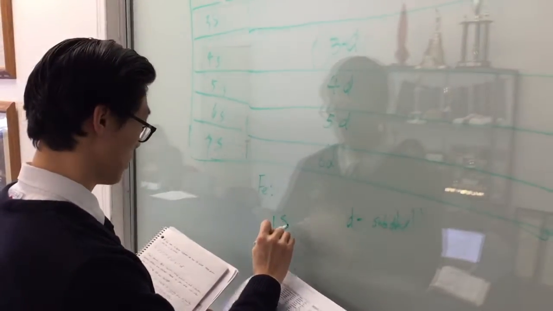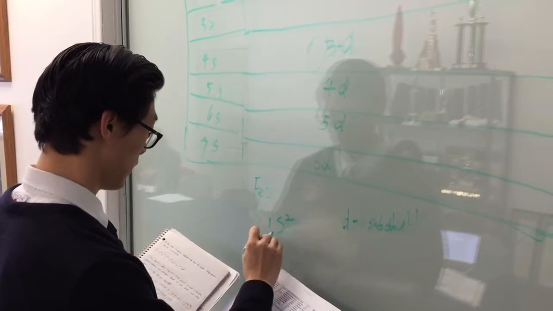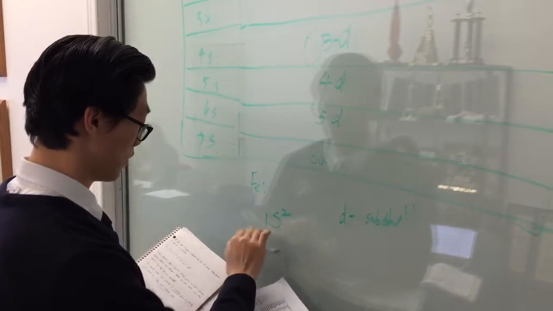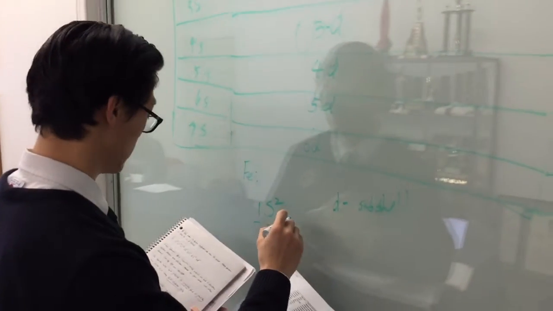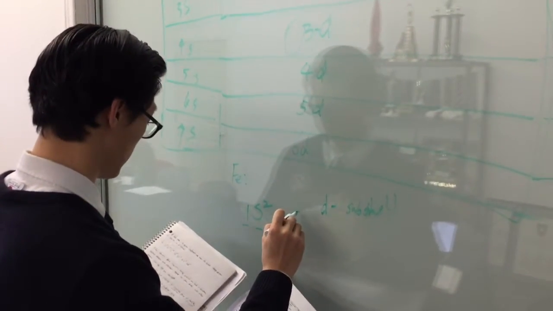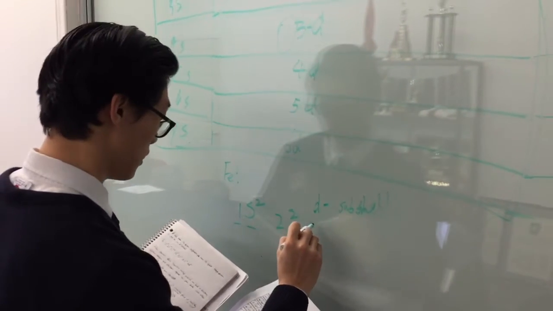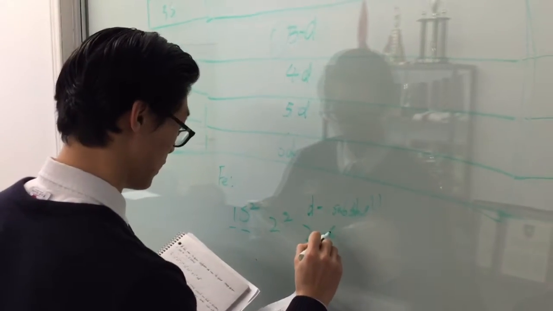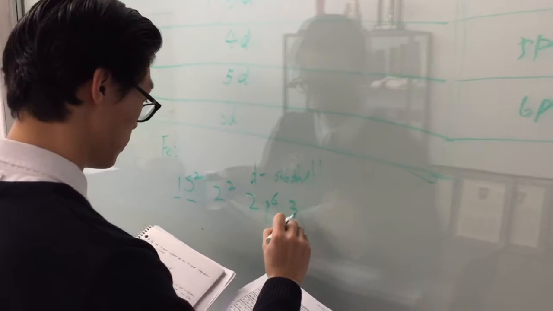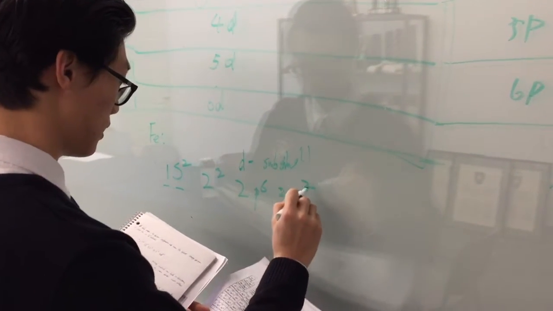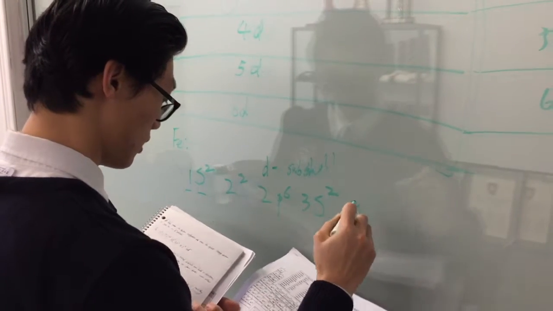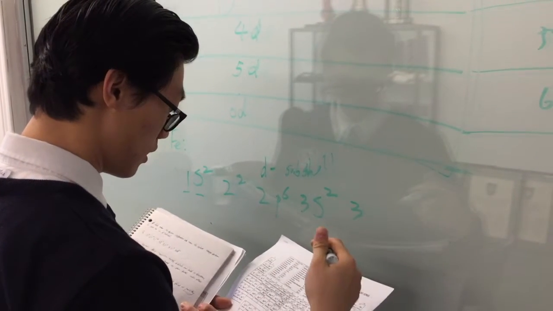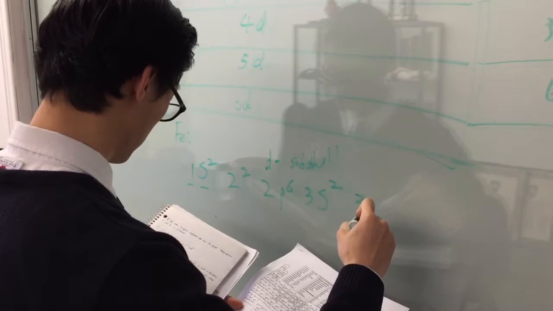First, they will have the first energy level, the S subshell, and then another S subshell, and the P subshell 6, and 3S 2, because in total they have 26 electrons, and then we keep going.